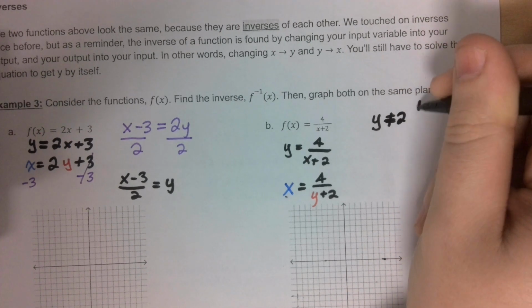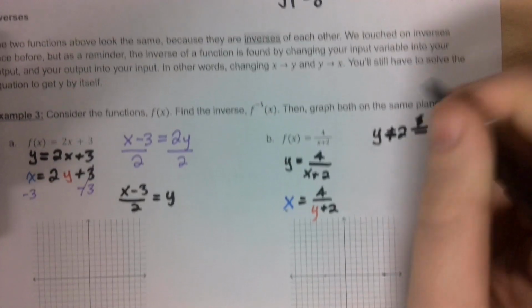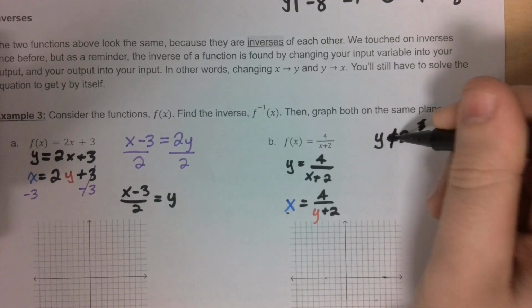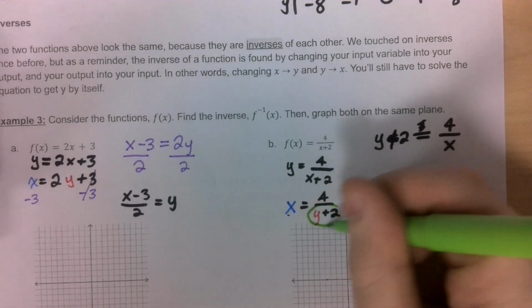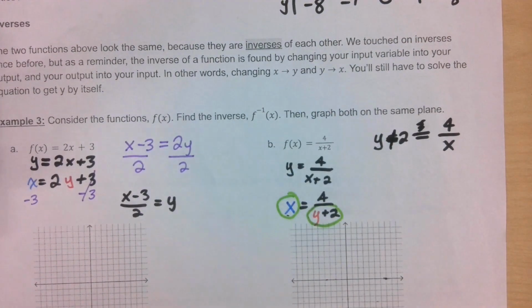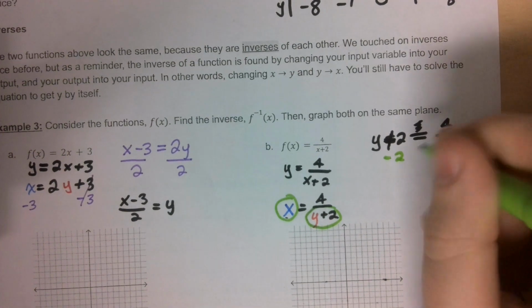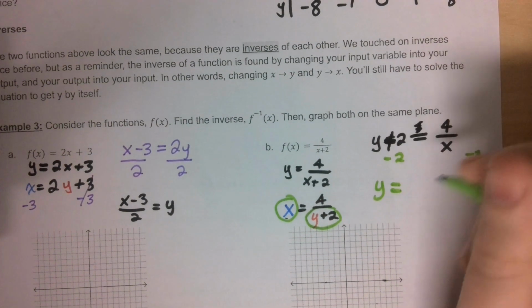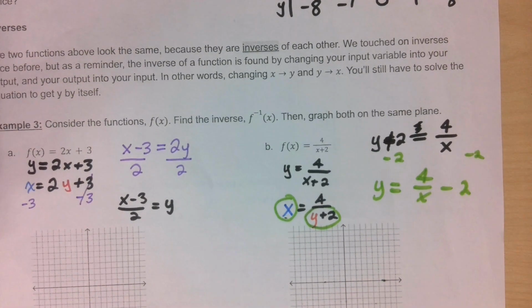y plus 2 equals 4 over x. Because all we did was swap this entire denominator, y plus 2, with this entire side, x. And now we can subtract 2 from both sides, giving us our answer, y equals 4 over x minus 2.